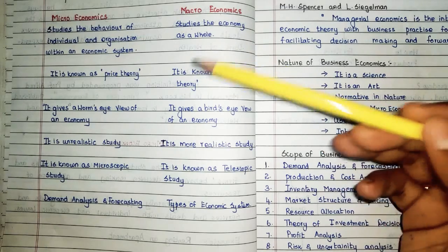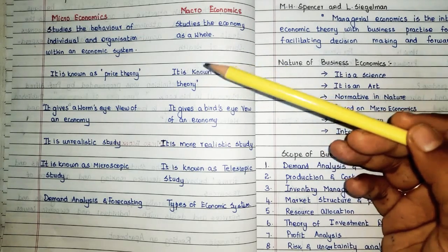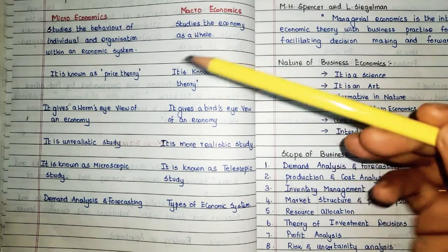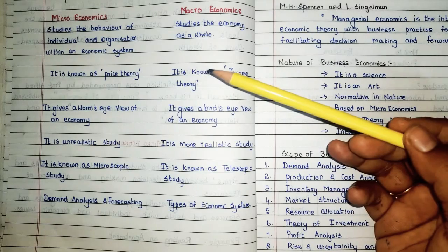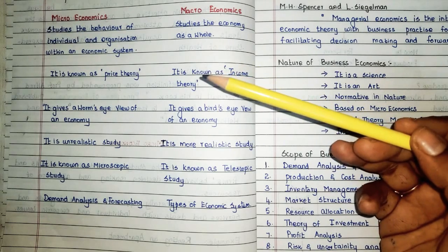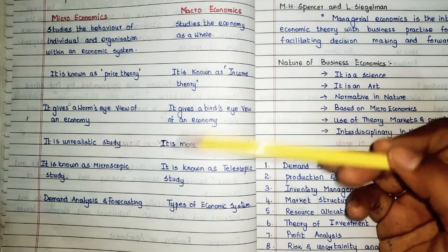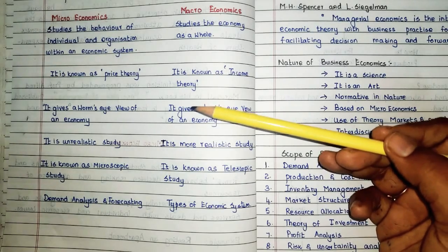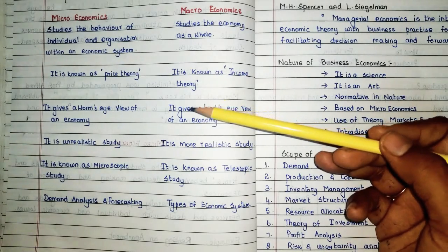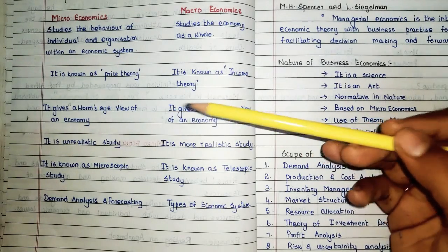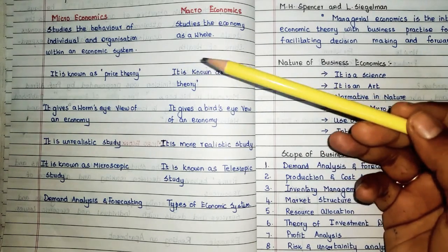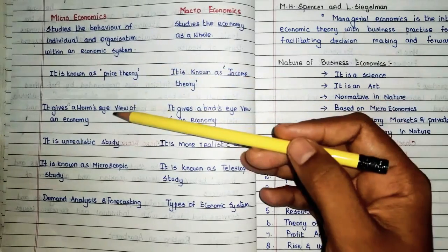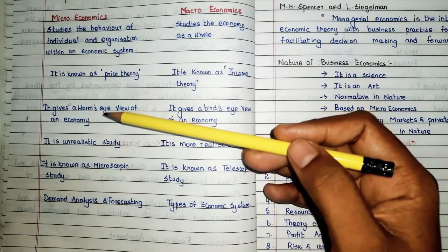Macroeconomics is a portion of economics focused on large-scale or general economic factors like production, employment levels and inflation. Microeconomics is a microscopic study, and macroeconomics is a telescopic study. It means macroeconomics studies the economy as a whole, and microeconomics studies it at a narrow level.